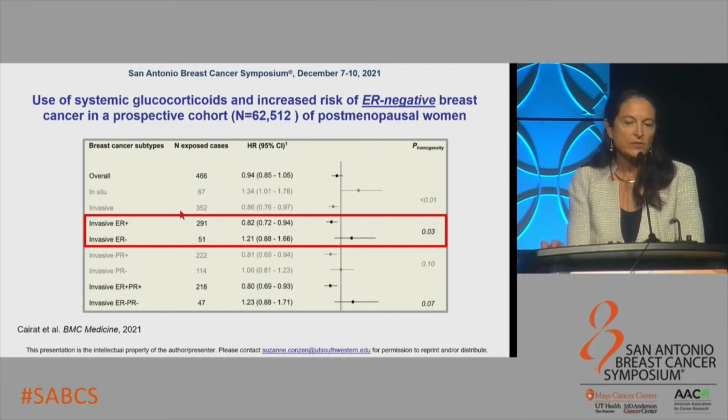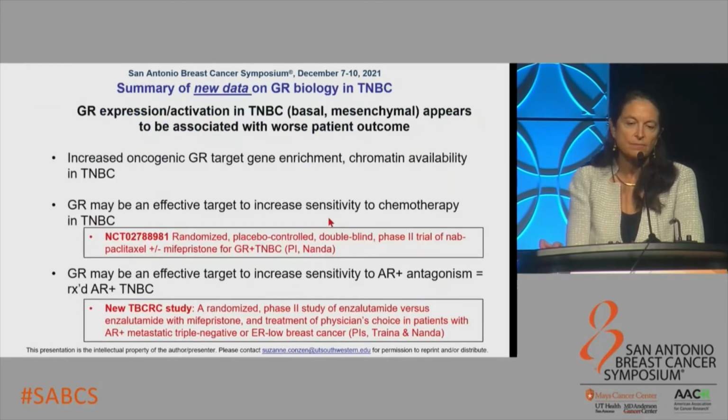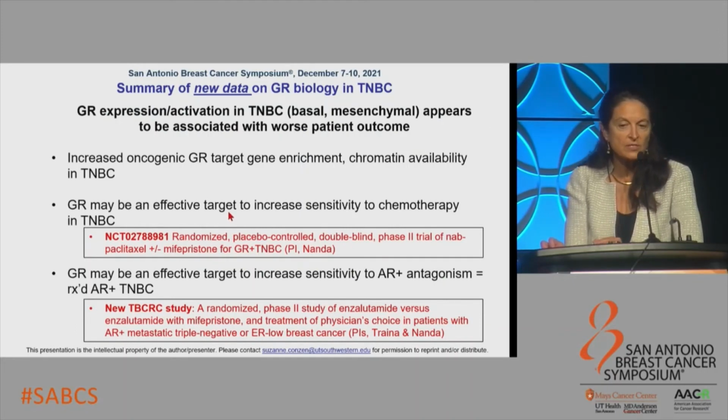And if you're interested in whether stress and glucocorticoids may induce specifically triple negative or ER negative tumors, there's a brand new paper out of 62,512 women who were followed for breast cancer incidence. And what they found is that patients who had been exposed to glucocorticoids versus those who had not had a higher risk of ER negative but not ER positive invasive cancer. So in summary, increased oncogenic GR target gene enrichment and chromatin availability, as shown by ATAC-seq in primary human tumors, are associated with glucocorticoid receptor signaling in triple-negative breast cancer.